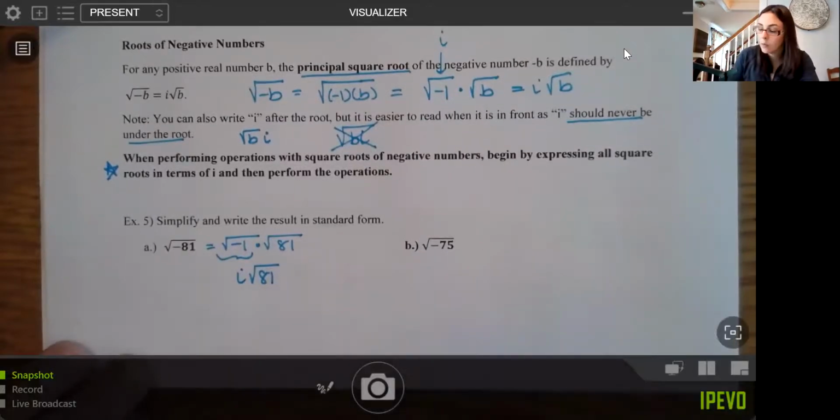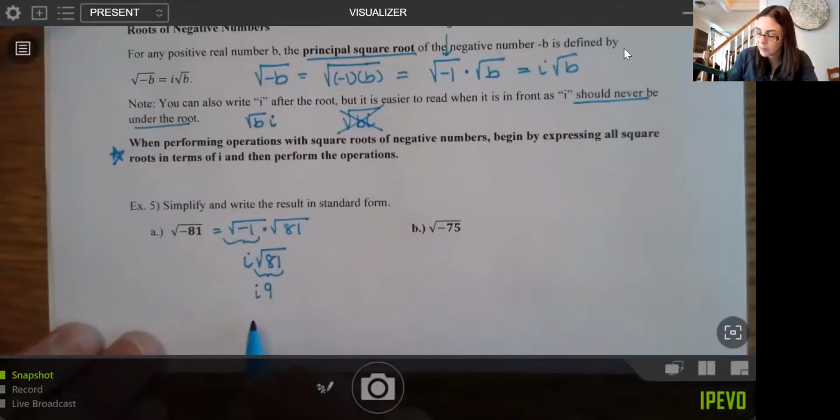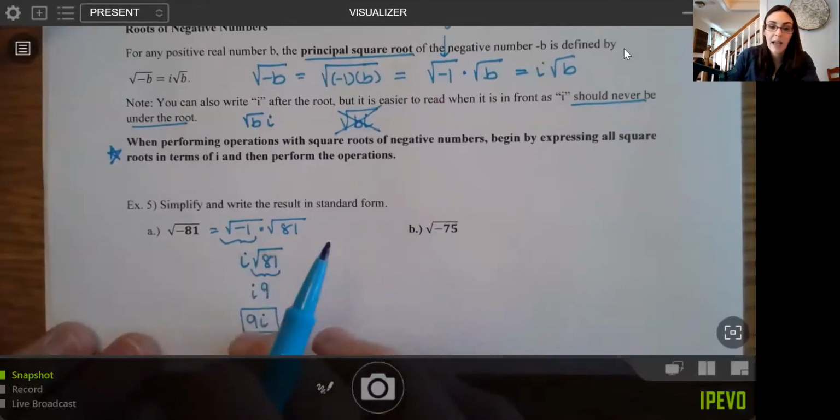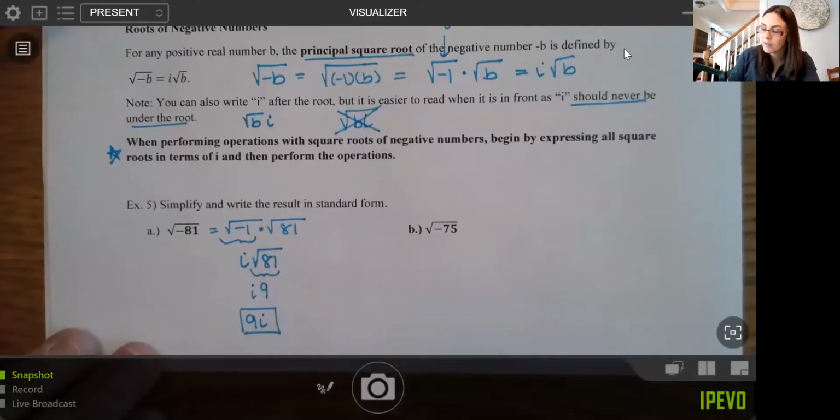Now we're going to simplify. The square root of 81 is just 9 because 9 squared is 81. This is just 9i, but we don't usually write it that way. We like to write it with the 9 in front. So unless there's a root, we usually write the i at the back of it. But if there's a root, we make that exception and put it out front because it's easier to read.